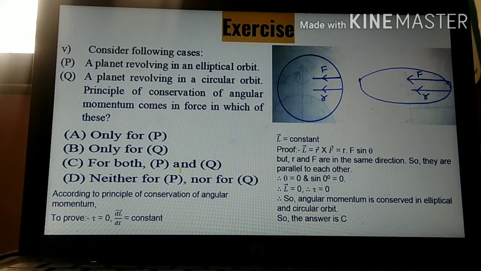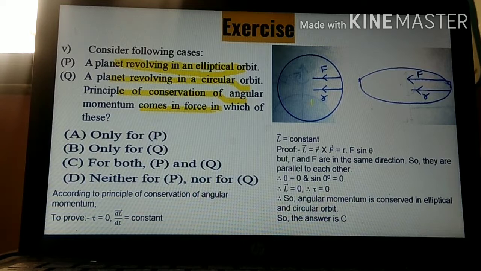Next one. Consider the following cases. A planet revolving in an elliptical orbit, a planet revolving in a circular orbit. Principle of conservation of angular momentum comes in force in which of these? Means we have to see whenever the planet is moving in a circular orbit as well as planet is moving in an elliptical orbit, in which case the conservation of angular momentum has been obeyed.